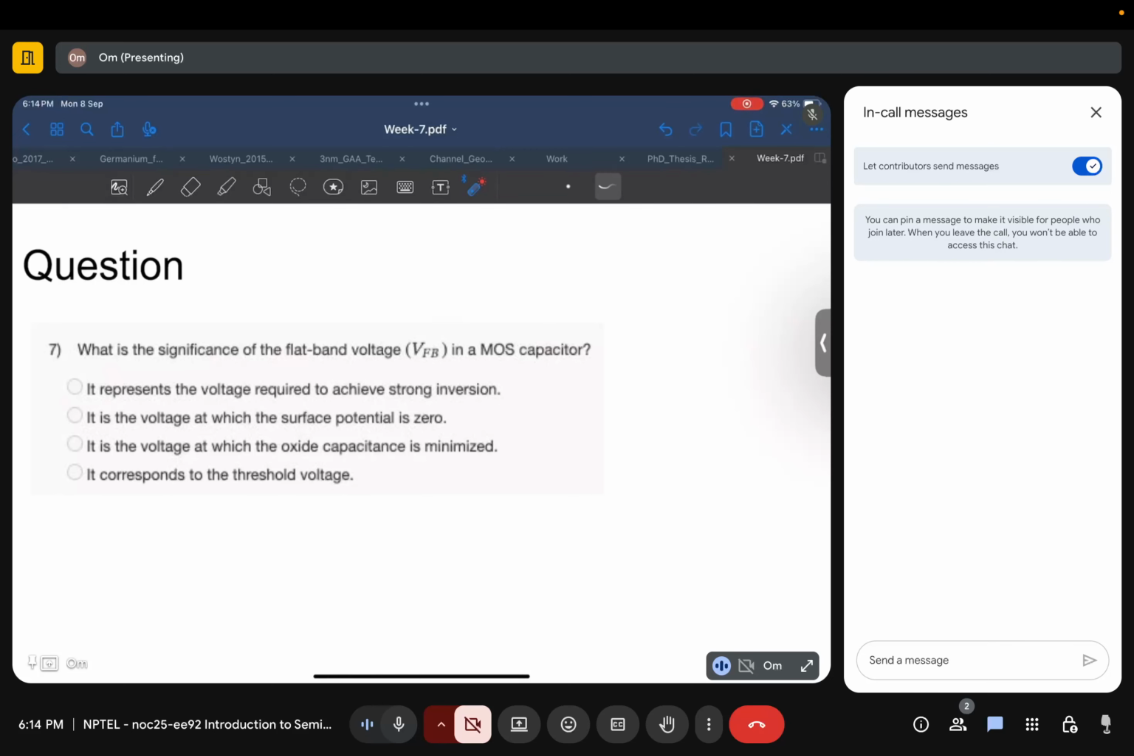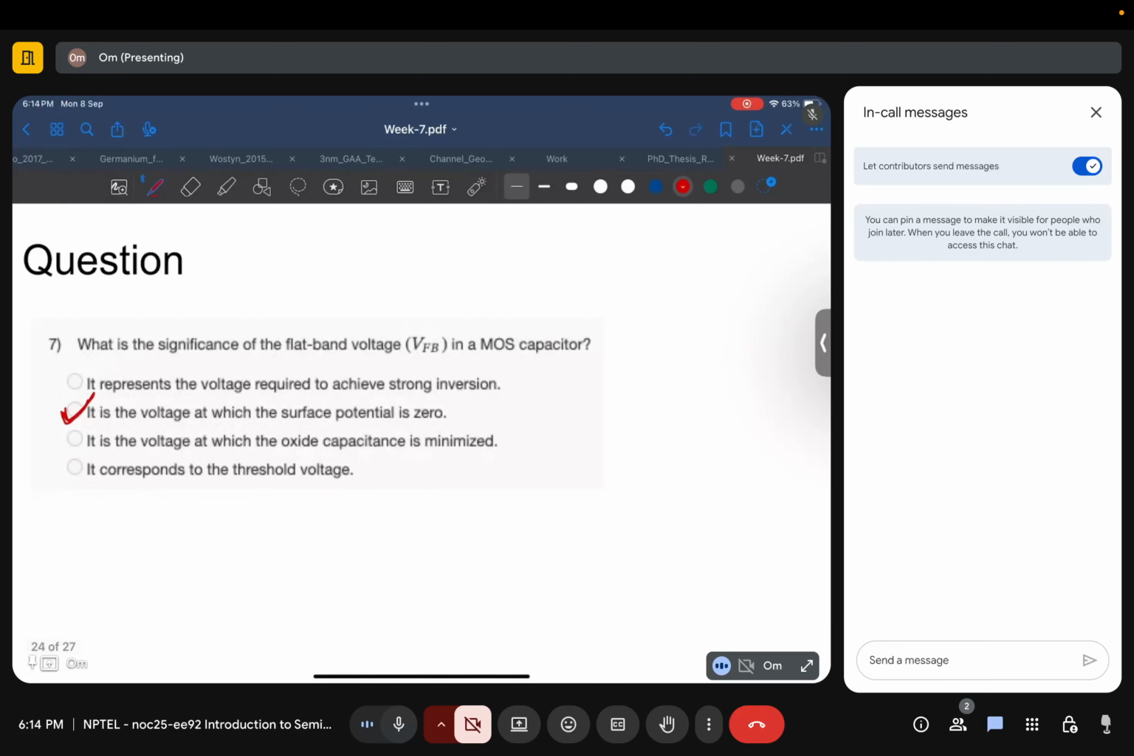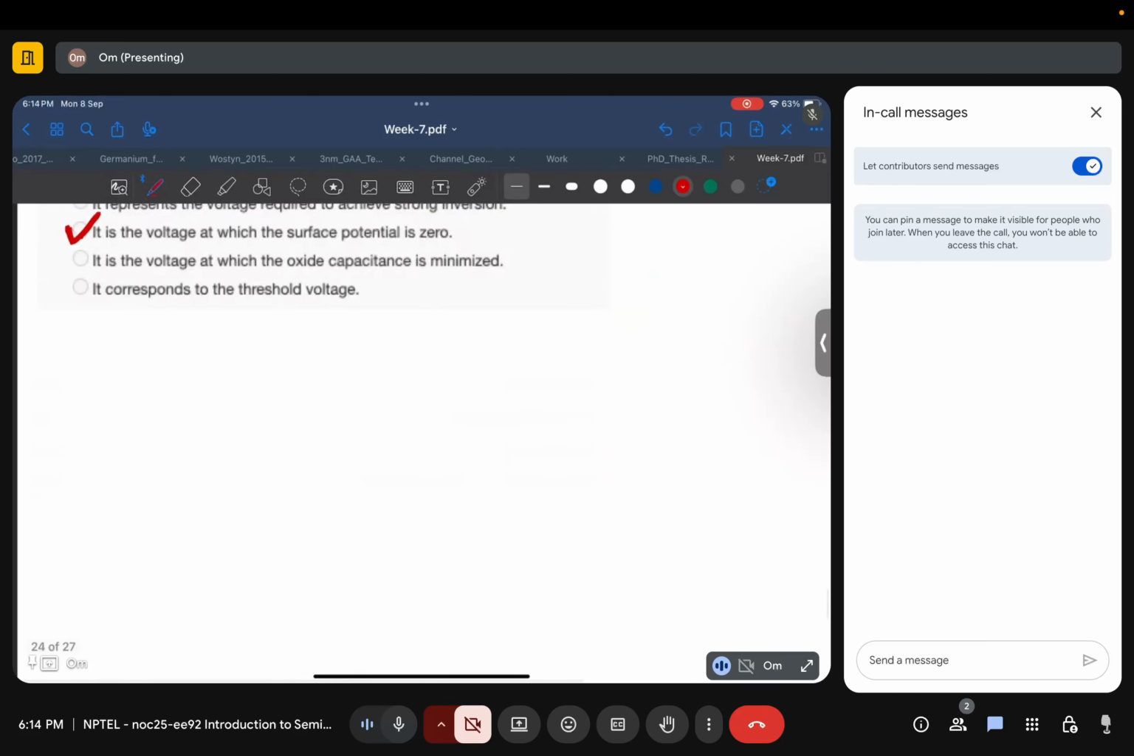Yes, so it will be the voltage at which surface potential is zero, right? Its name is also flat band. Flat band means your bands are flat. Metal oxide semiconductor, so bands are flat. That means there is zero surface potential. Okay. So see the next one.